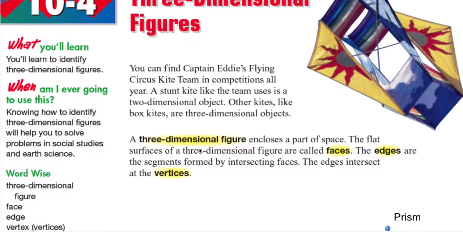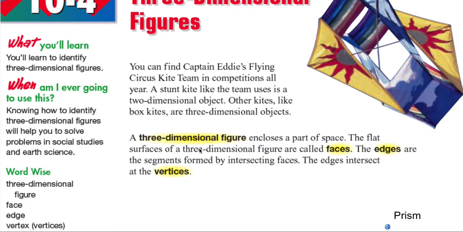Definition of a three-dimensional figure: I'm sorry, it encloses part of a space. So, a three-dimensional figure encloses a part of space. The flat surfaces of a three-dimensional figure are called faces. The edges are the segments formed by the intersecting faces, and the edges intersect at the vertices. Okay? So again, that's what you call three-dimensional figures. Basically, it's called a three-dimensional figure because it has, you guessed it, three dimensions.